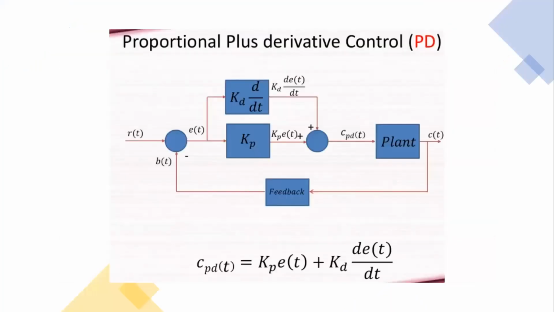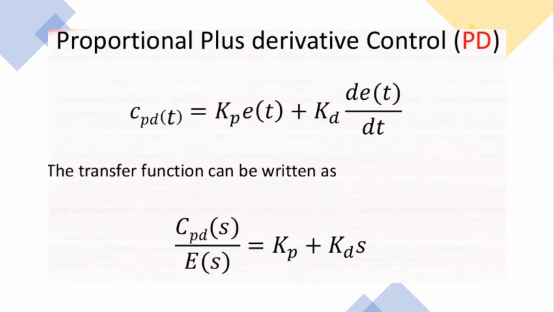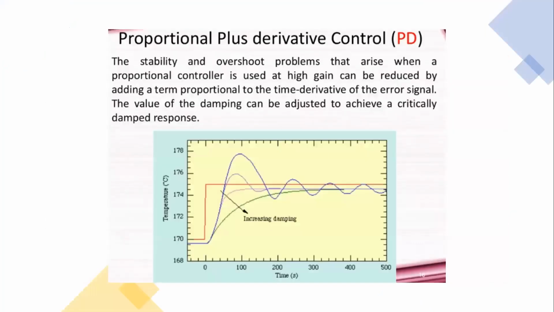In proportional plus derivative control, the equation is Cpd(t) equal to Kp times E(t) plus Kd times the differentiation of E(t). The transfer function can be written as Cpd(s)/E(s) equal to Kp plus Kd s.